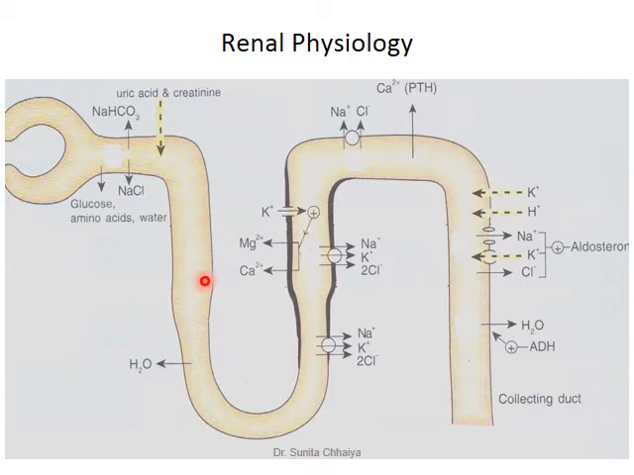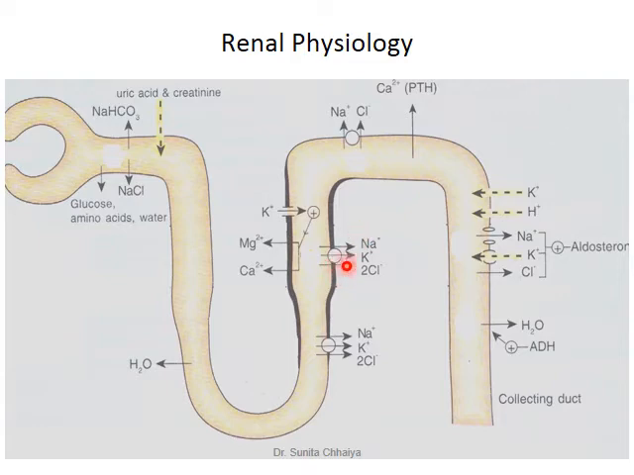Then the thin descending limb of loop of Henle is not allowed to reabsorb any electrolyte. Only water is reabsorbed from this segment. In the thick ascending limb of loop of Henle, a specific transport pump is present, that is the sodium potassium 2 chloride transport pump, through which sodium, potassium and chloride are reabsorbed from the tubular fluid.